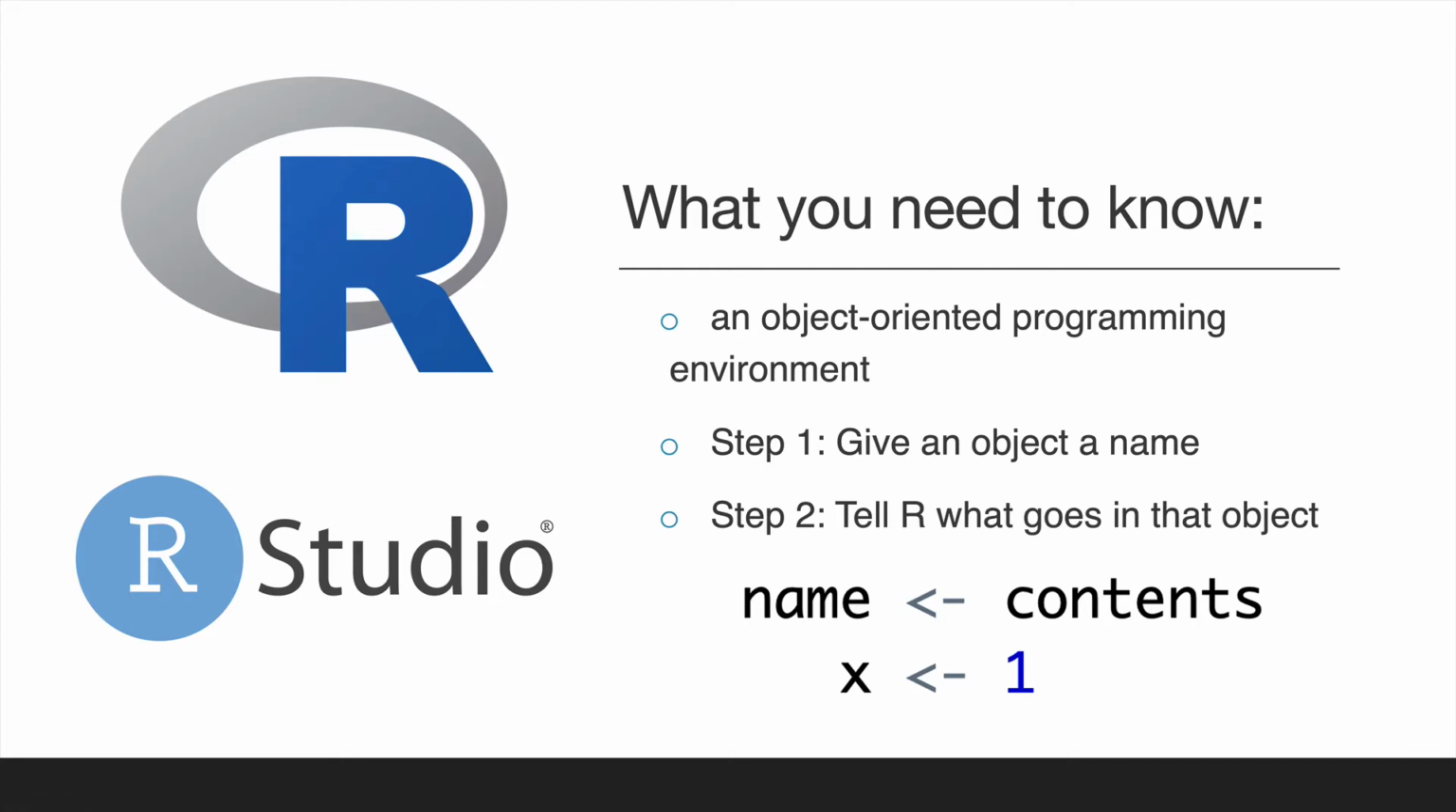Objects can be lots of things. They can be a single number like this. They can be a string of numbers or a string of characters, a whole variable, a whole data set, a plot, and more things. So let's switch over to R and try a couple of things to orient ourselves to the software.